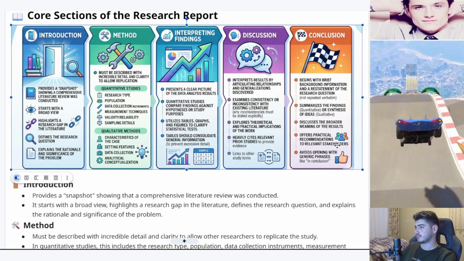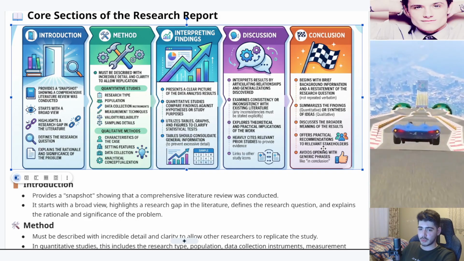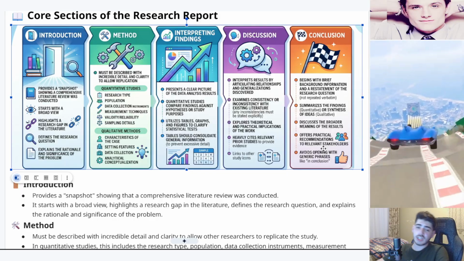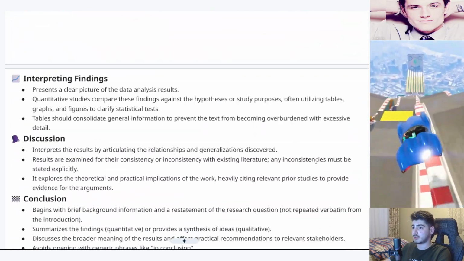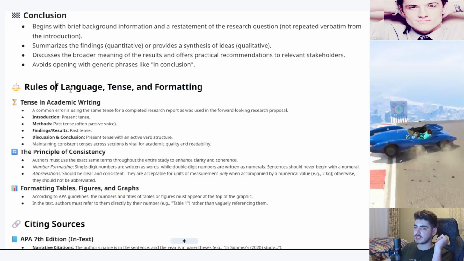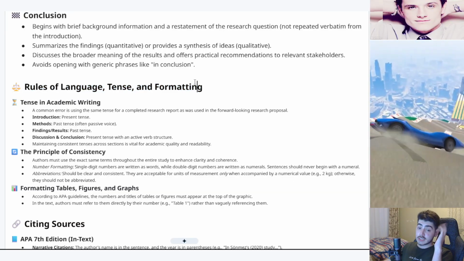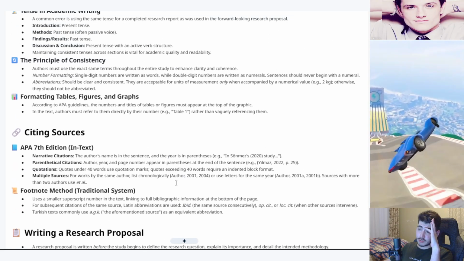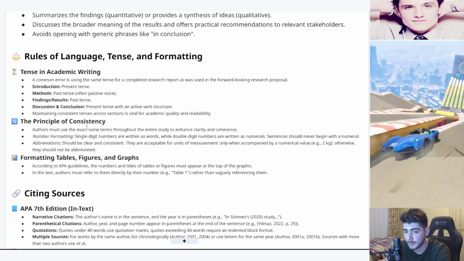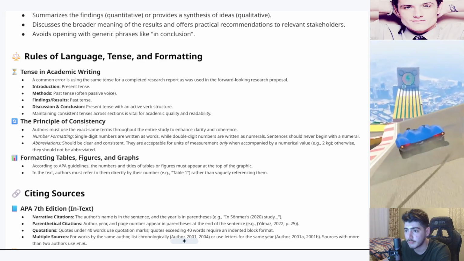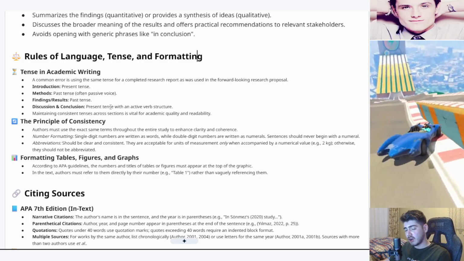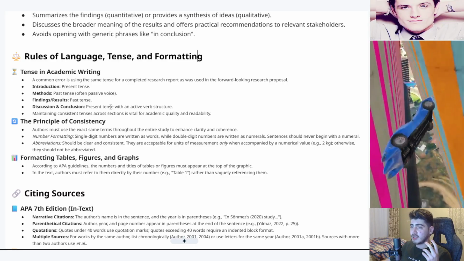And we offer practical recommendations to relevant stakeholders. So, stakeholder meeting, great. And we avoid opening with generic phrases like "in conclusion." I guess they don't want us to be boring. I'm not sure. Now, here we have a bunch of rules of the language, tense, and formatting. I don't know. This is apparently not going to be in the exam, but it's always best to go through them. I vouch that you click off the video, but I will be suffering through these just in case it is in the exam, so I'm able to do it.